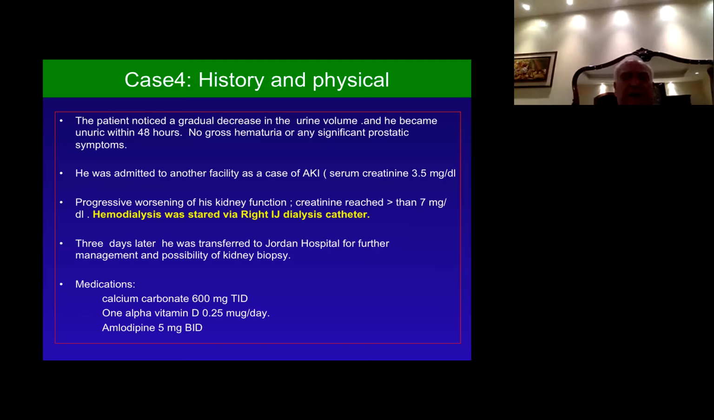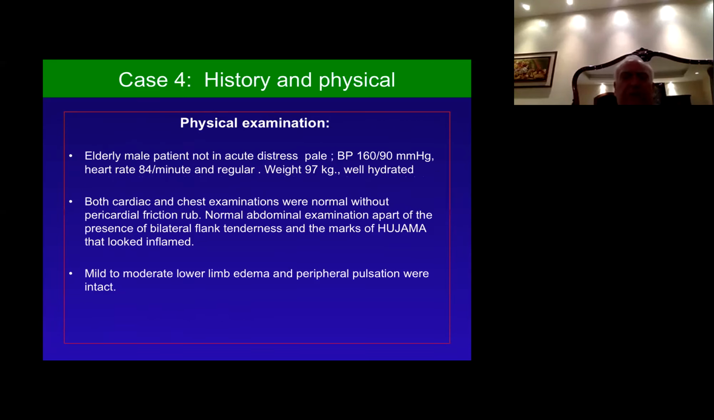3 days later, he was transferred to Jordan Hospital for management. Our nephrologist who transferred him, they were scared to have a kidney biopsy on an elderly male patient. They said, well, can you do it for us? I said, send him, we're more than happy to do that. His medication: calcium, 1-alpha, amlodipine.